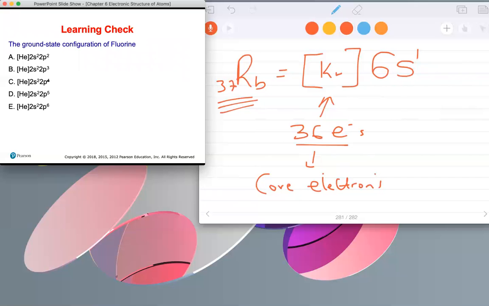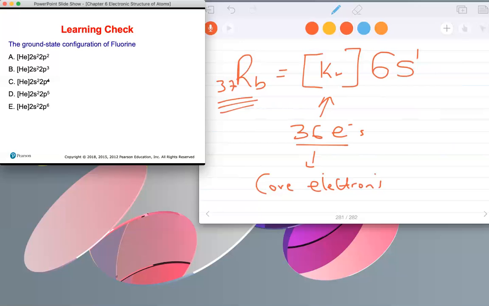I've seen questions where the answers could be all of the above, or 2 of the above, or maybe A and B. For example, I can give you: the ground state electron configuration of fluorine is which one here? Let's first of all answer this before I give you an example of a situation where you have 2 answers being correct. Let's look at the PowerPoint slide, learning check. The ground state configuration of fluorine.